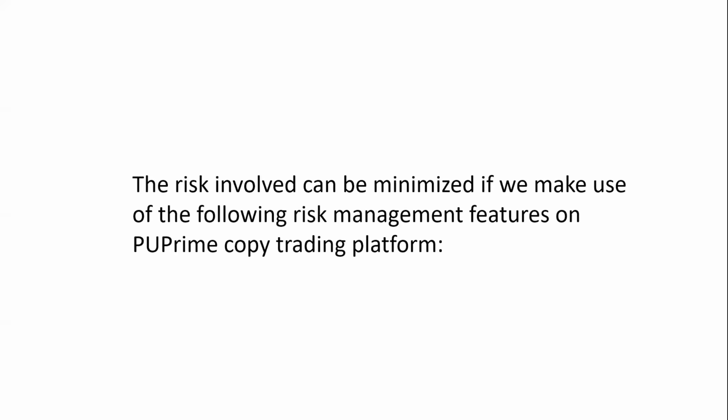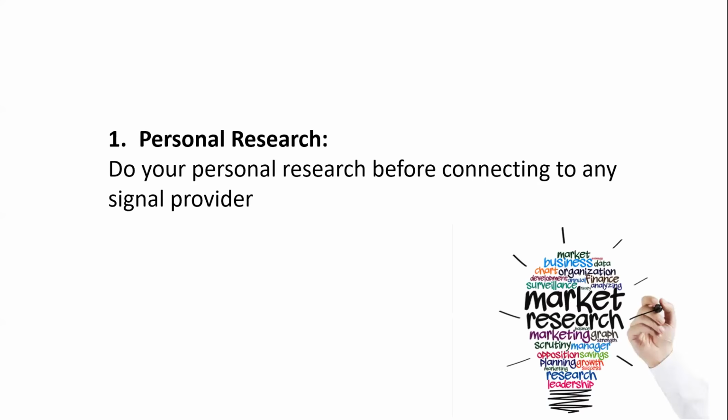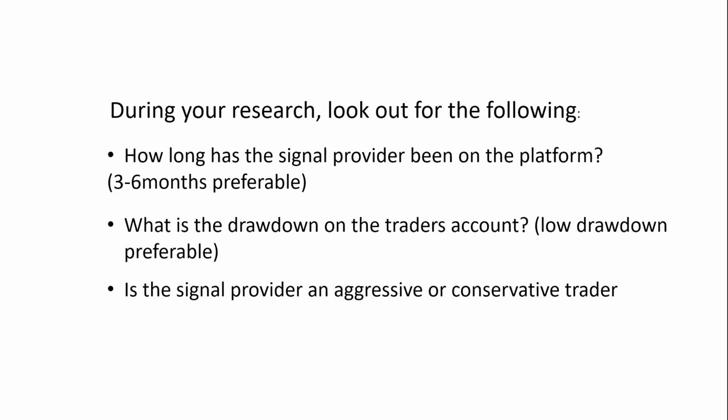Now, the risk involved can be minimized if we make use of the following risk management features which are available on the copy trading platform of PU Prime. Now, the first risk management tool is just about you yourself that want to do copy trading. You need to learn to do your personal research before connecting to any signal provider. You see a lot of providers on our platform, but then you don't need to jump at everyone you see. You need to do personal research about each person to know the one that is suitable for you.